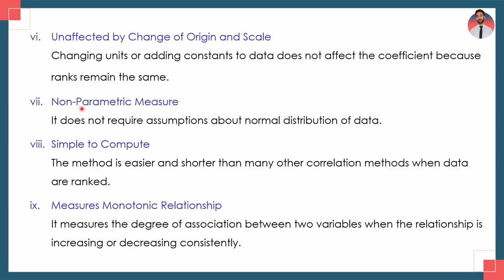Seventh property is non-parametric measure. It does not require assumptions about the normal distribution of data. Eighth property, simple to compute. The method is easier and shorter than many other correlation methods when data are ranked. Ninth property is measures monotonic relationship. It measures the degree of association between two variables when the relationship is increasing or decreasing consistently. So students, these are the properties of the Spearman rank correlation coefficient.